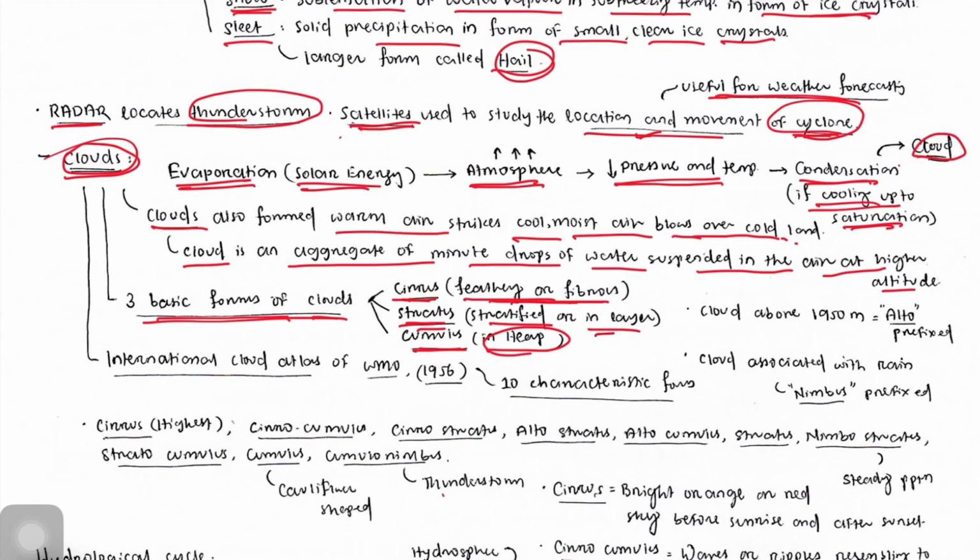Stratus cloud is in layer form. When the cloud is above 1950 meter altitude, alto is prefixed. That is altostratus, altocumulus. Then when a cloud causes rain, the prefix nimbus is used. Nimbostratus, cumulonimbus, that is being used.